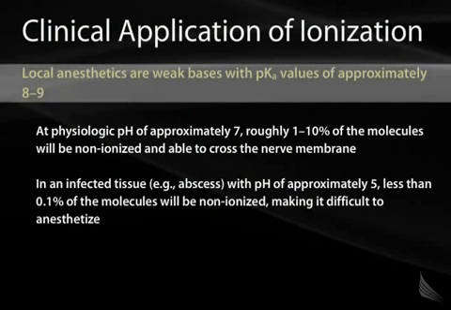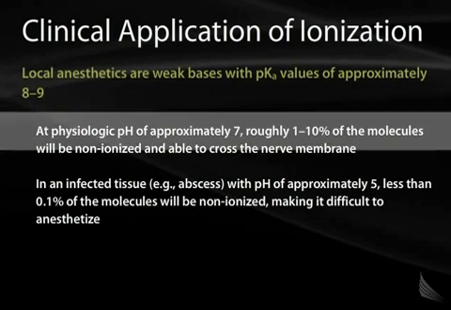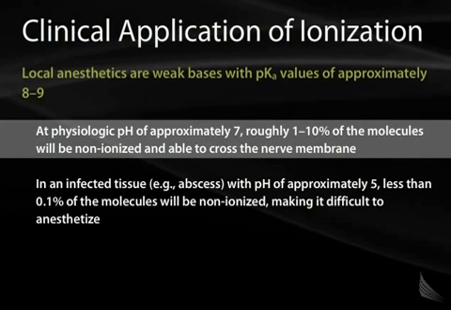Local anesthetics, for example, are weak bases. For example, this would include lidocaine. Their pKa values are approximately 8 to 9. At a physiologic pH of 7, about 1 to 10% of the molecules will be non-ionized and able to cross into the nerve to do their job.